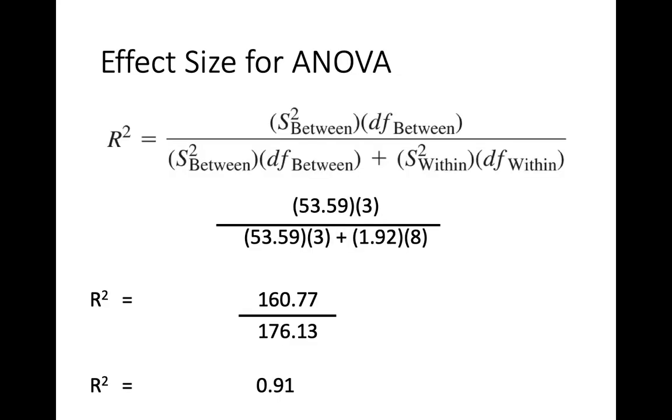Figure out the effect size. Our effect size in ANOVA is R squared. R squared tells us the proportion of variability in our outcome measure that is explained, aka accounted for, by group membership. That's determined using this formula, where all we need to do is plug in our estimates of S squared between and S squared within with degrees of freedom.